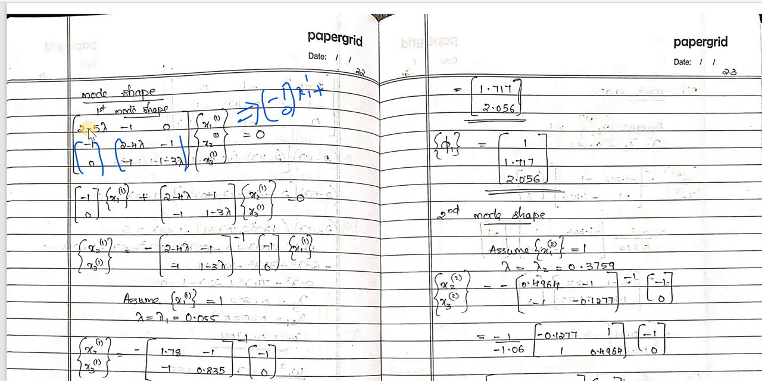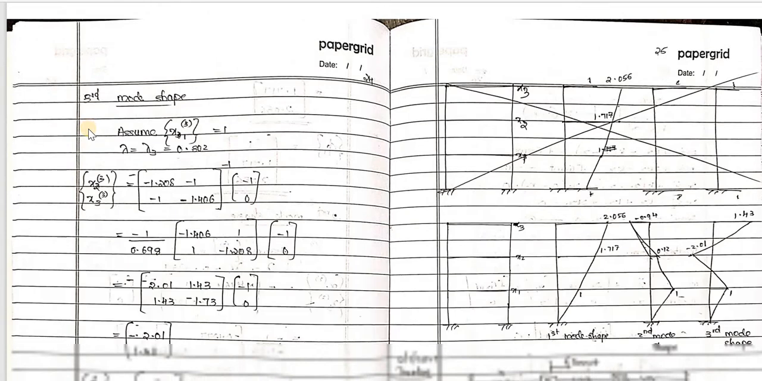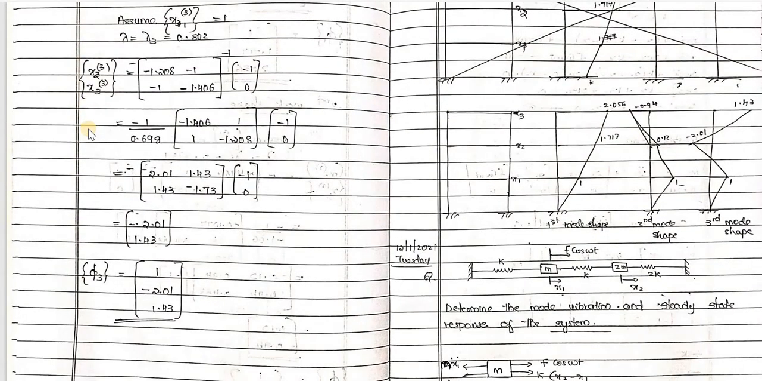Now I am substituting x11 is equal to 1, assuming lambda 1 is equal to 0.055. Similarly, I am not explaining this too much, I can find lambda 1, lambda 2, likewise substituting and finding, I can find phi 1, phi 2, phi 3. So I will get phi 1, phi 2 and phi 3, and these will be my mode shapes. This is for the first node, this is for the second node and the third.